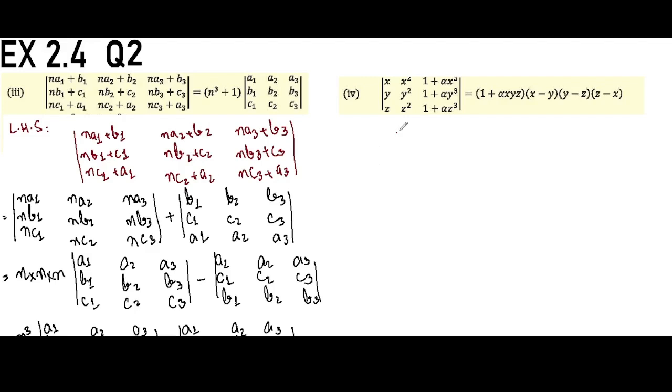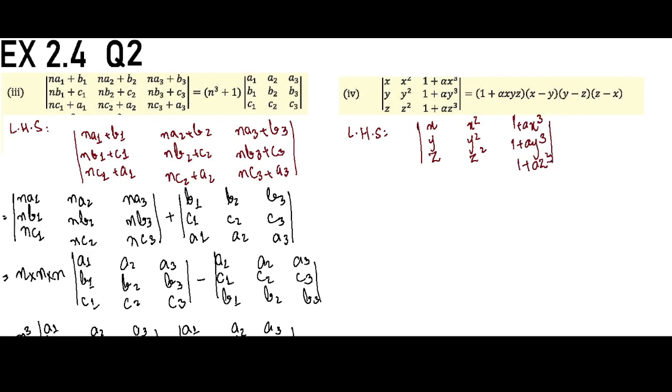So in the fourth part, we are going to use the same concept as the previous third part. So we are going to first of all separate these two columns and then make them separate determinant matrices. So here we go, left hand side is x, y, z, x square, y square, z square, and 1 plus ax cube, 1 plus ay cube, and 1 plus az cube.